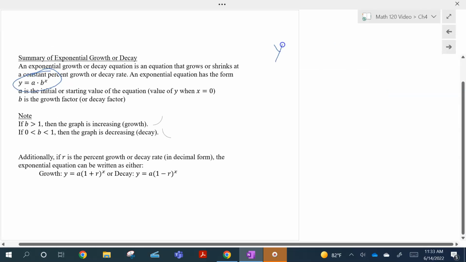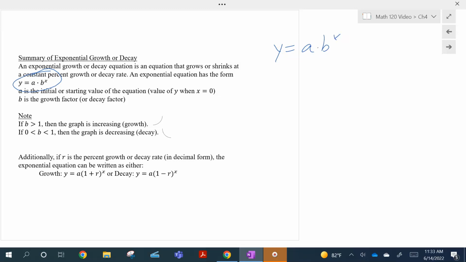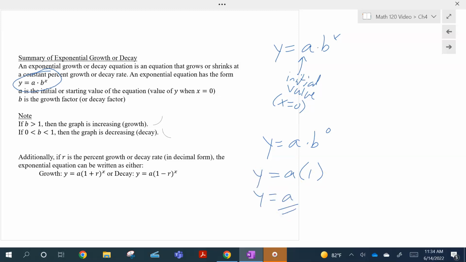y equals a times b to the x. Okay, a is your initial value right here, i.e. when x equals 0. So if you think about that for a minute, if x equals 0, a times b to the 0, anything to the 0 power is 1, if you remember. So you see how you end up with a? That's why that's the initial value, because if x is 0, then b to the 0 is 1, so you're just left with a right there, okay? B is called the growth factor.